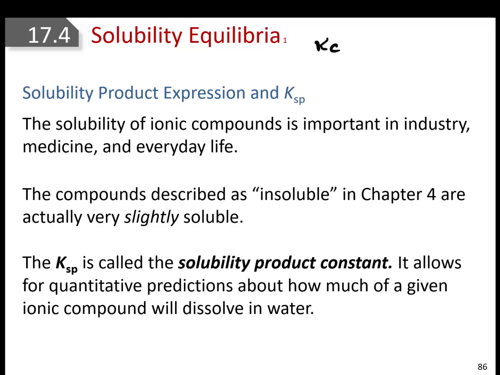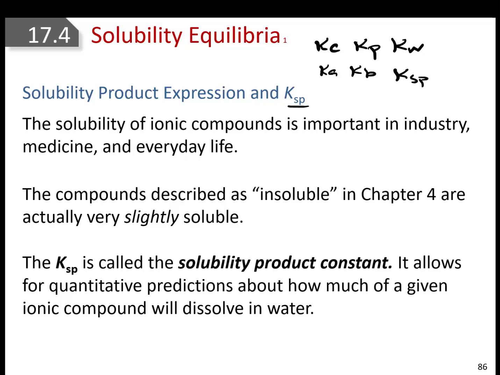The types of equilibrium constants we have done so far in this class: we talked about Kc, which is the equilibrium constant at concentration. We've talked about Kp, the equilibrium constant at pressure. We've talked about Kw, the ion product constant of water. We've talked about Ka, the acidity constant. And we've talked about Kb, the basicity constant. And now we're going to talk about Ksp, called the solubility product constant.